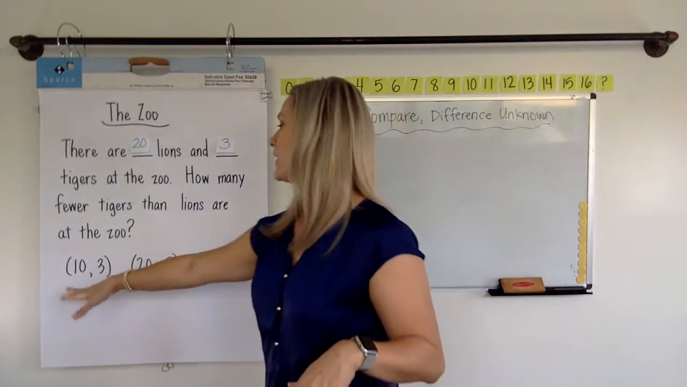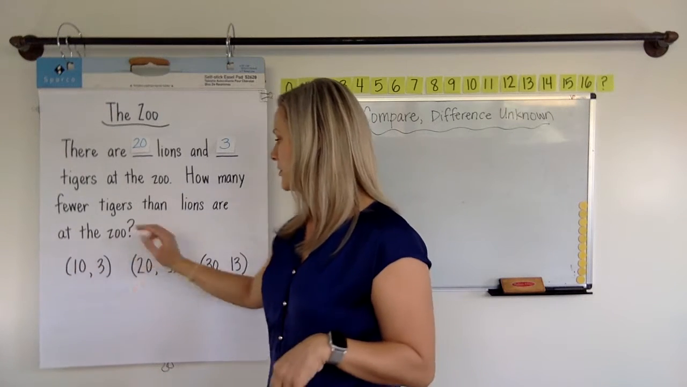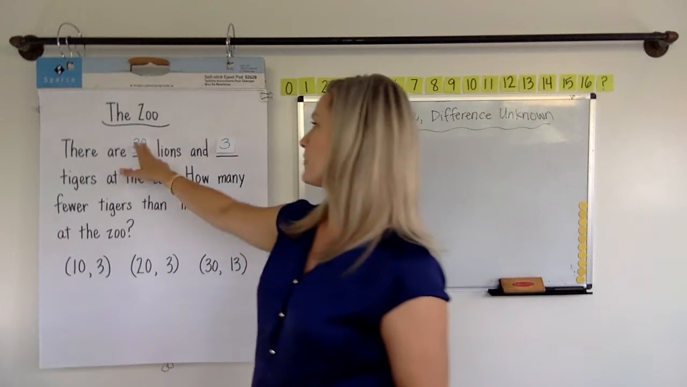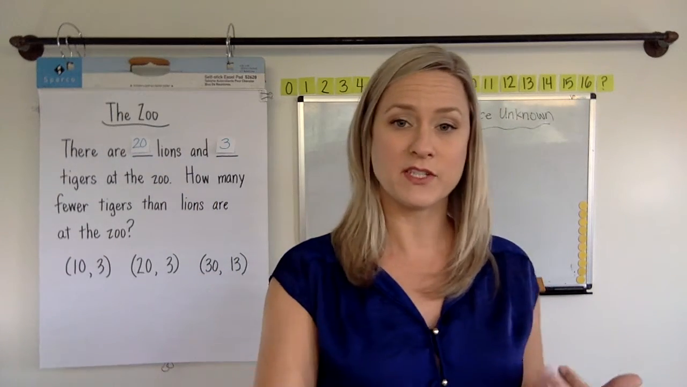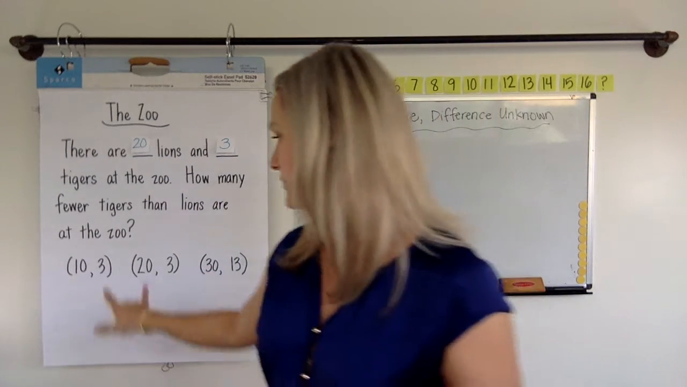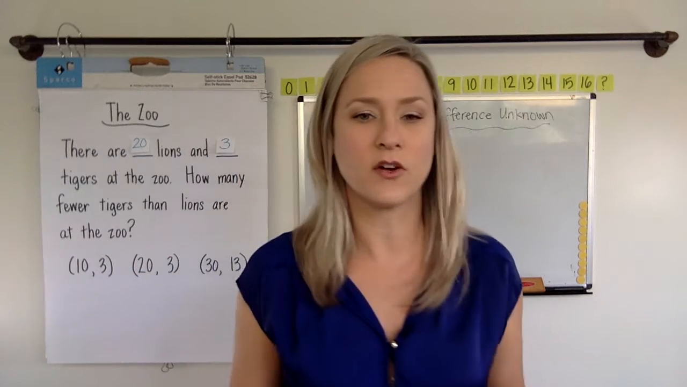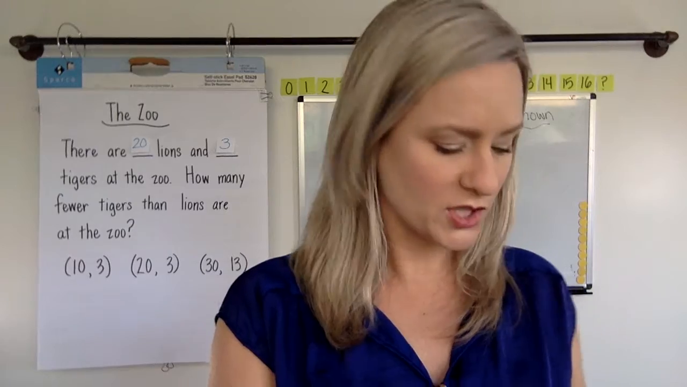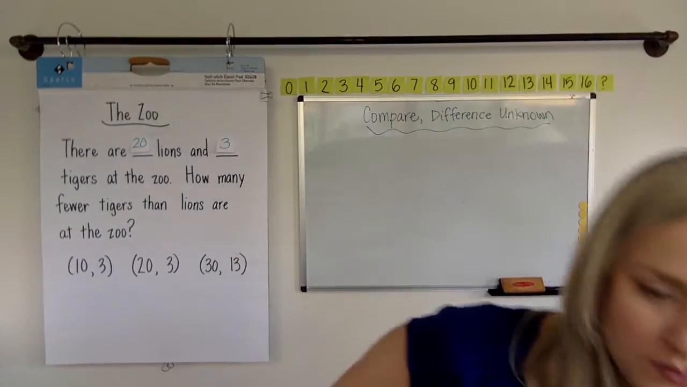All right, now remember, they do have the choice of choosing a 10 and a 3, a 20 and a 3, and a 30 and a 13. I chose the 20 and the 3 for this week to demonstrate for you, because last time I chose this set of numbers here. So we're going to look at 20 and 3 today. And remember, this is called compare difference unknown.